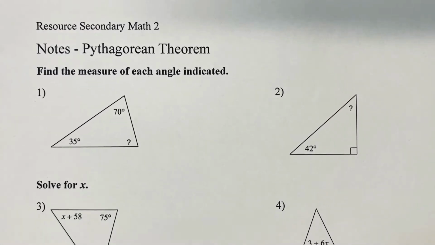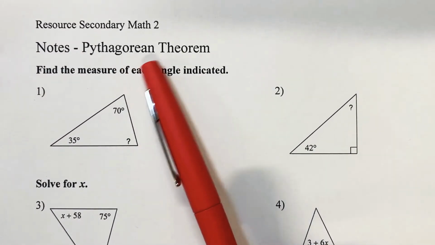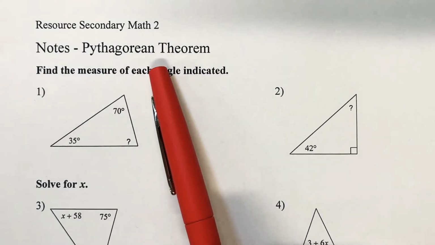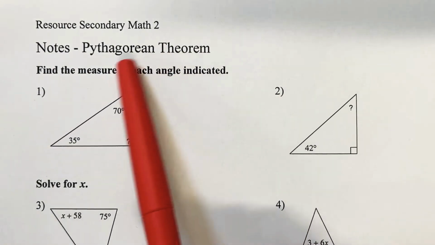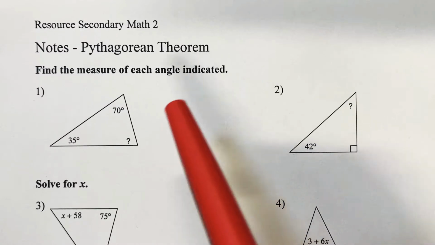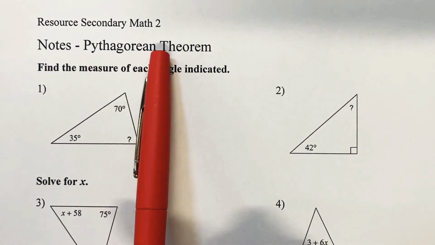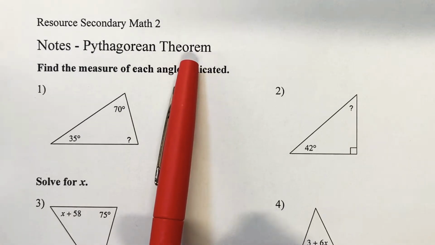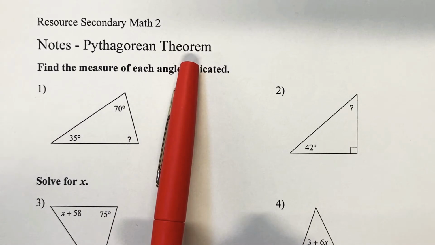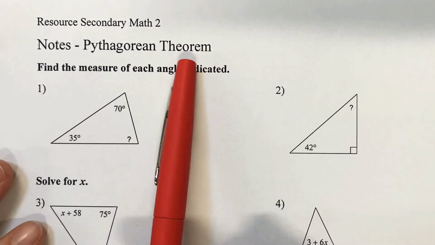All right, my secondary math 2 class, we are going to be starting a new unit, and actually a new type of math. We're going to be talking about geometry and trigonometry. So we're going to be talking a lot about triangles today, and specifically, we'll be working with the Pythagorean Theorem, which we worked with a little bit last year, I believe. So this won't be completely new to you.